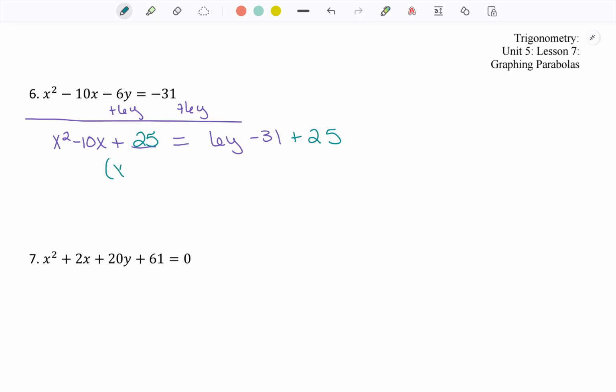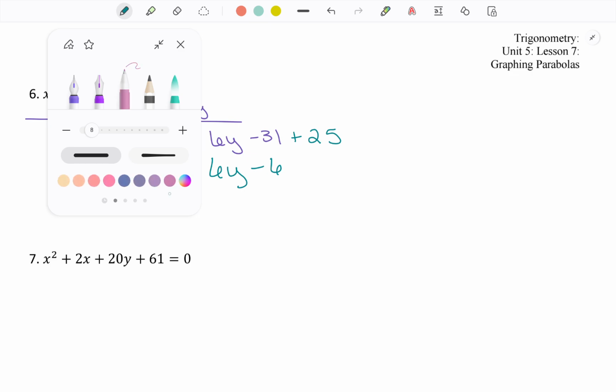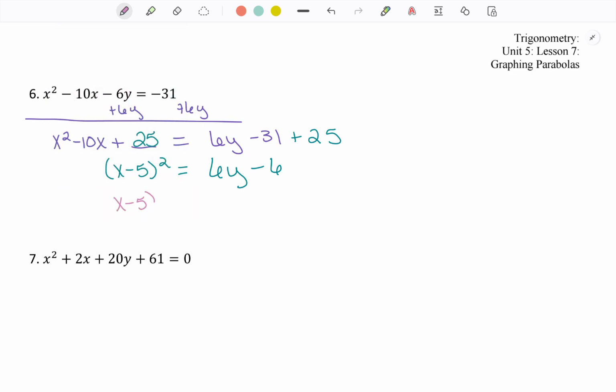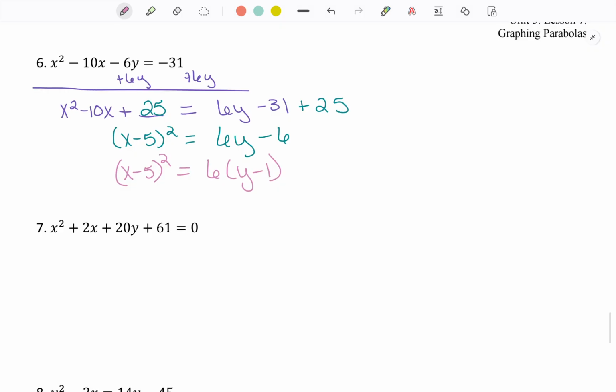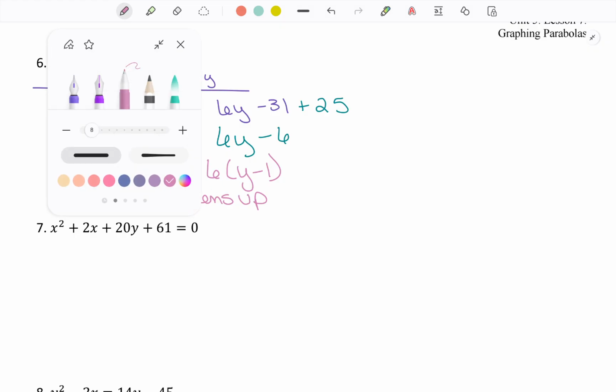And so that leaves me with x minus 5 squared. And then I have 6y minus 6. So then we can take out that GCF. Then we have 6 and then y minus 1. And so that one is going to open up because our x is squared, and then our p should be greater than 0.